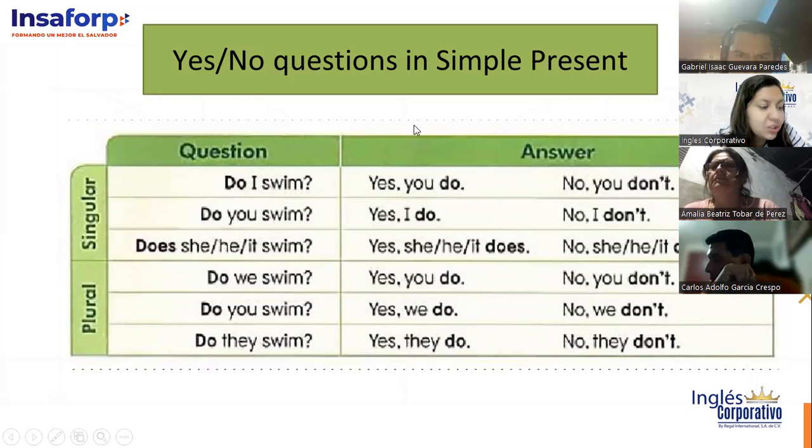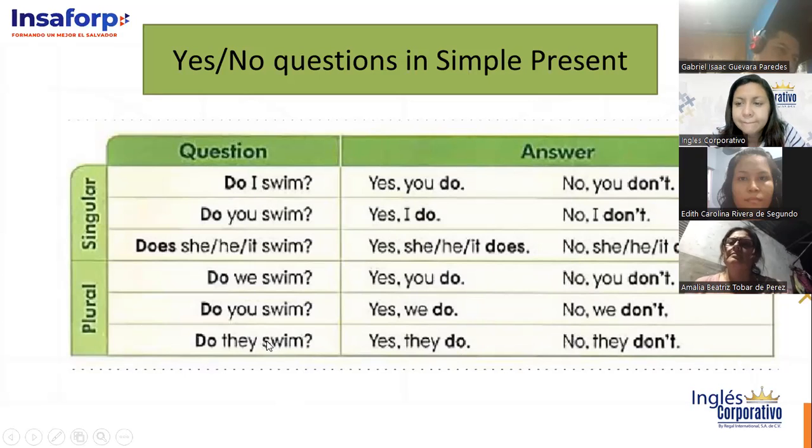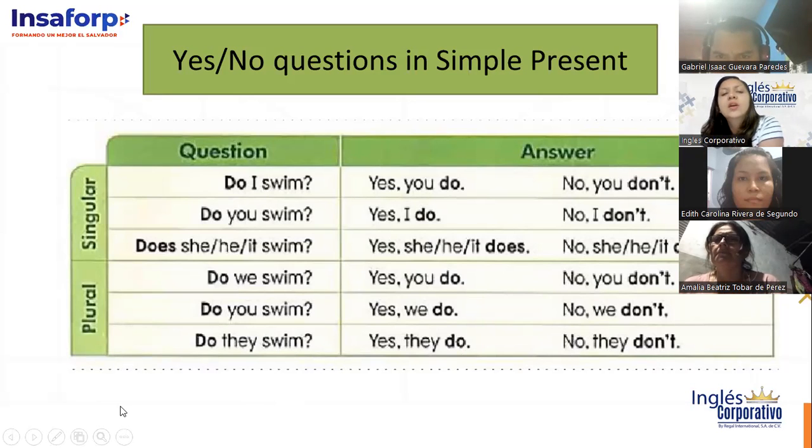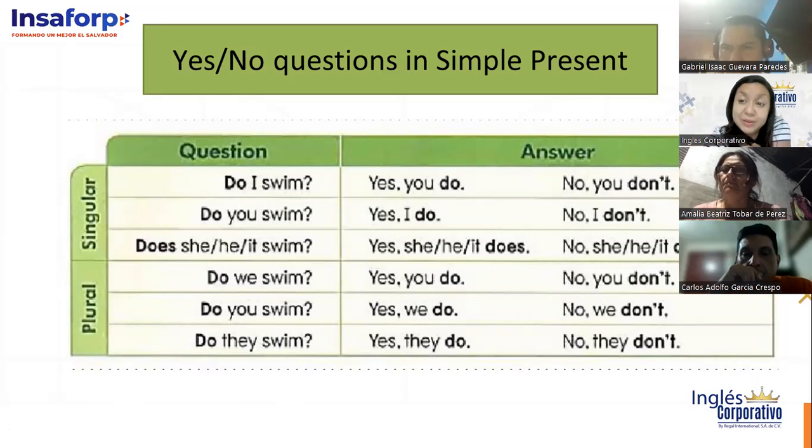Gabriel, what is your question? Do I swim? The answer is yes, yes, you do. Si yo les pregunto a ustedes, do I swim? Yo nado, do I swim?